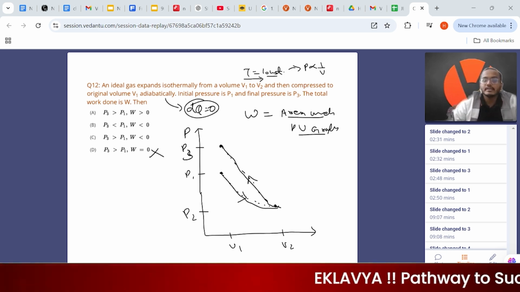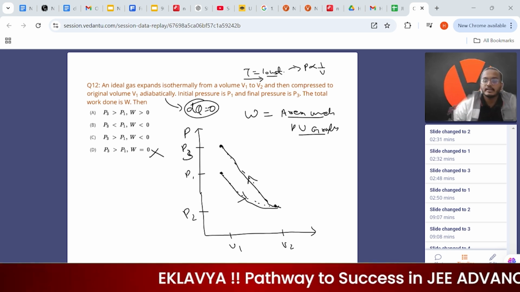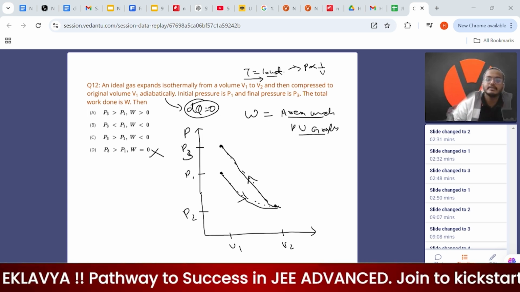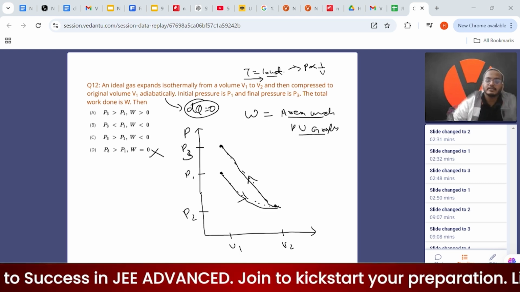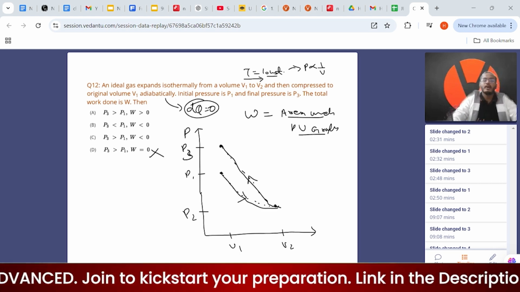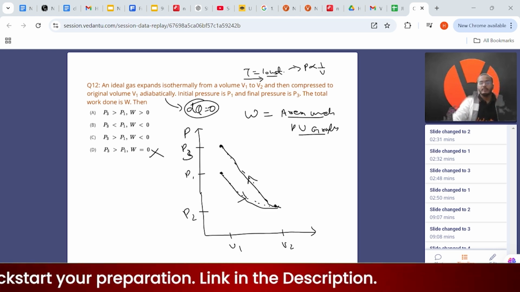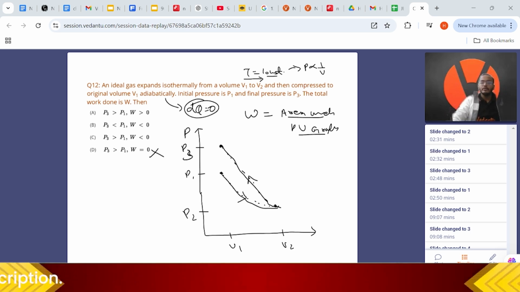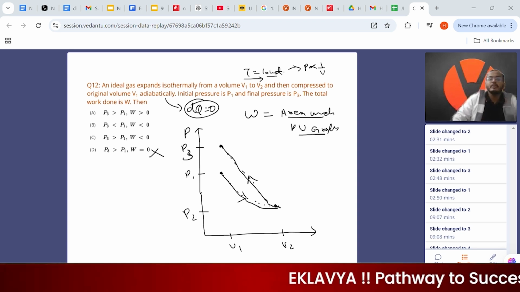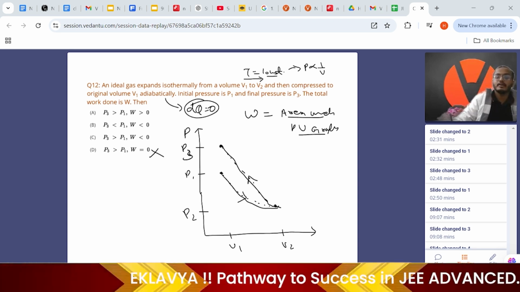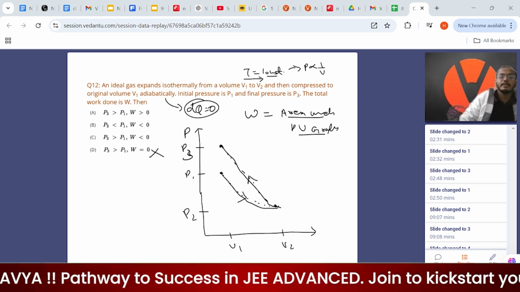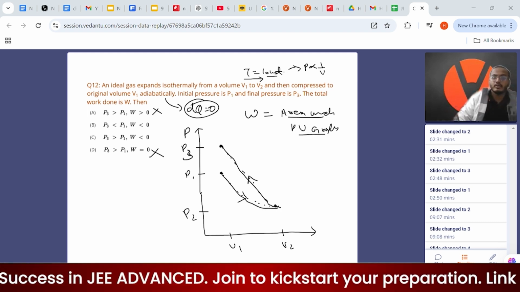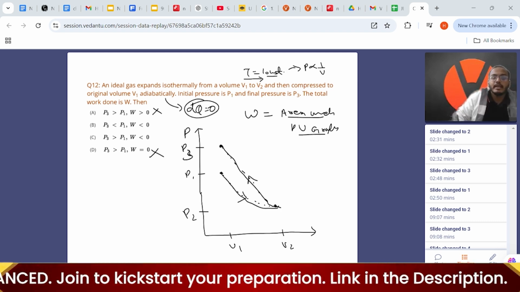See, first it is coming here, it is doing some work, it is increasing its volume, and then it is decreasing its volume and increasing its pressure. So obviously the work done will be negative here, because the work is not done by the system. Work is done on the system, hence work done will be negative here. So option number A is eliminated.